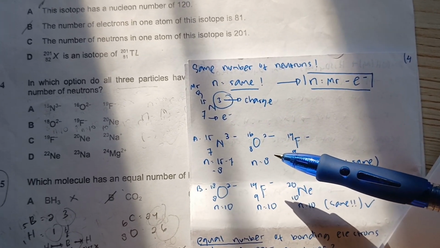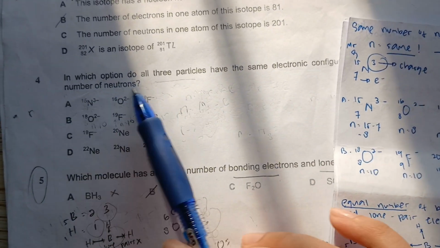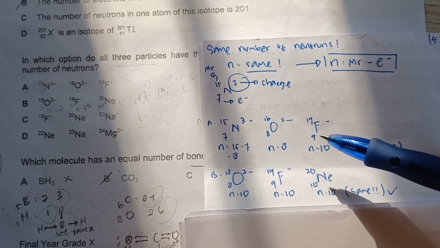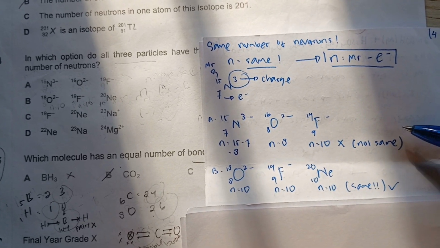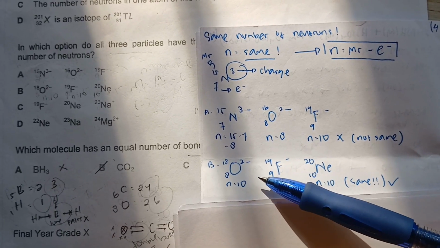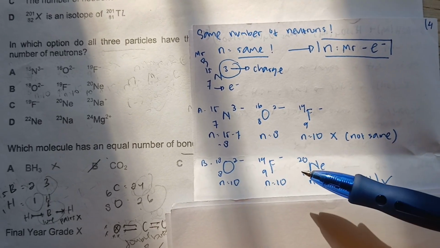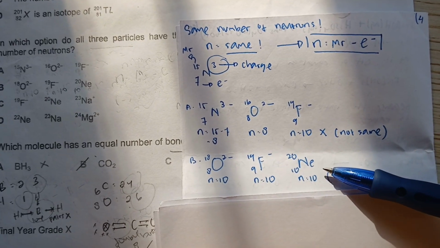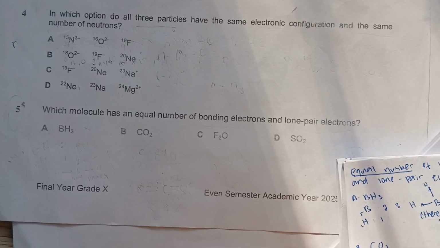This question asks us to look at the three particles that have the same neutrons. The neutrons of the oxygen is 8, while the neutron of the fluorine is 10, so it's not the same, it's wrong. How about B? The neutron of the oxygen in this is 18 minus 8, so it equals 10, while fluorine in this, the neutron is 10, and for the neon is also 10, so it's the same. B is the answer.